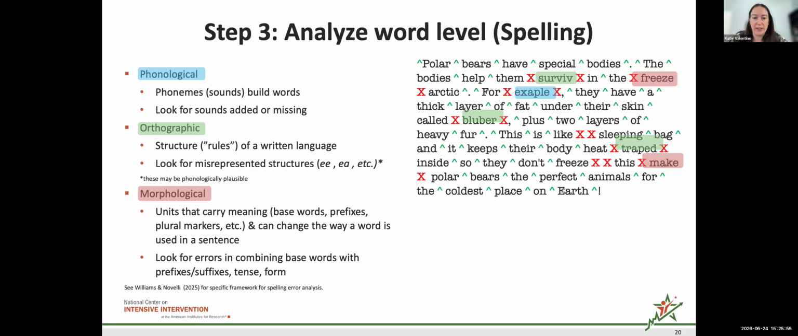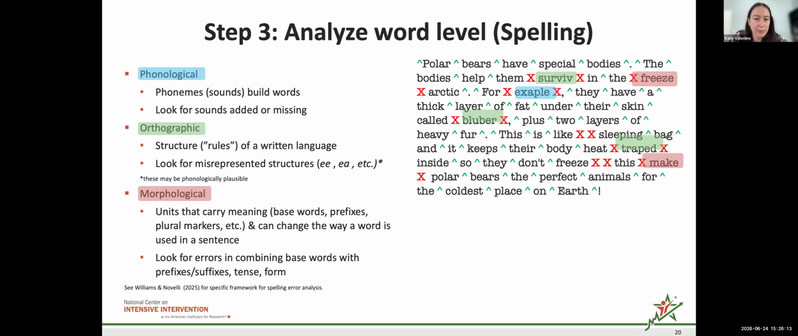I've been reading some writing samples lately that I've had to read out loud because when I read them out loud, I can hear what the student meant to say. But there are many, many, many orthographic errors. So even though they're phonologically plausible, they're not spelled accurately because of that orthography piece.